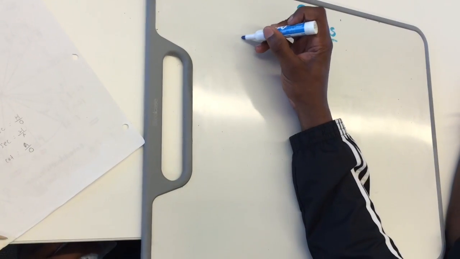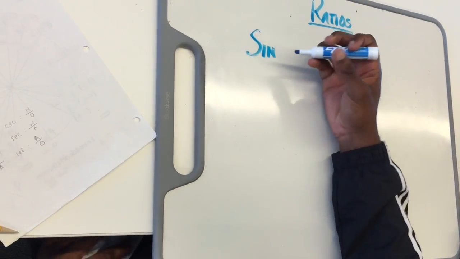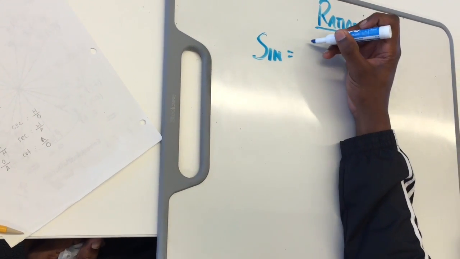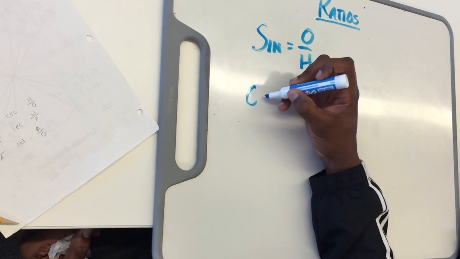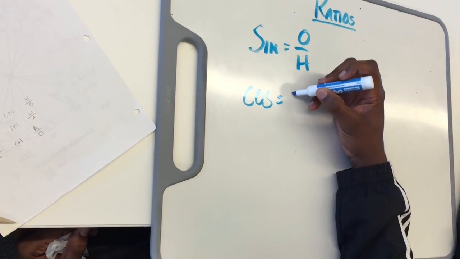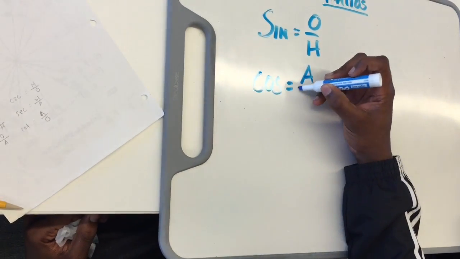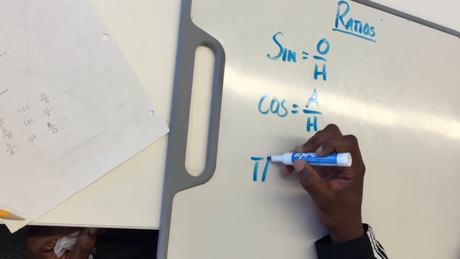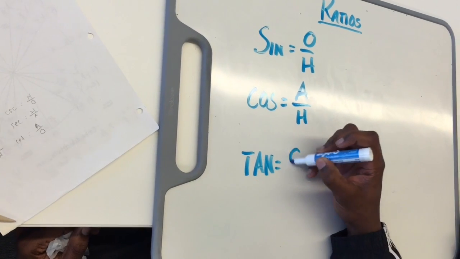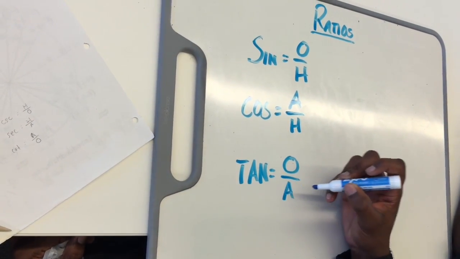So the ratios, first we'll start with sine, and that is opposite over the hypotenuse. Then cosine, and that's the adjacent side over the hypotenuse. And then the tangent, which is the opposite side over the adjacent side.